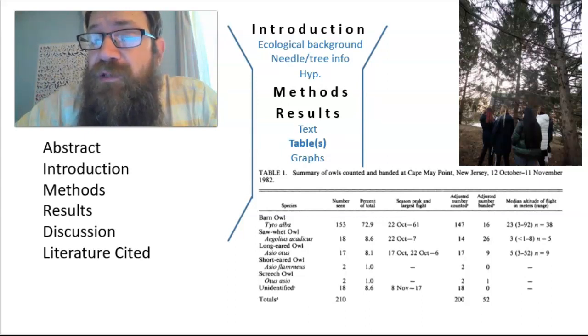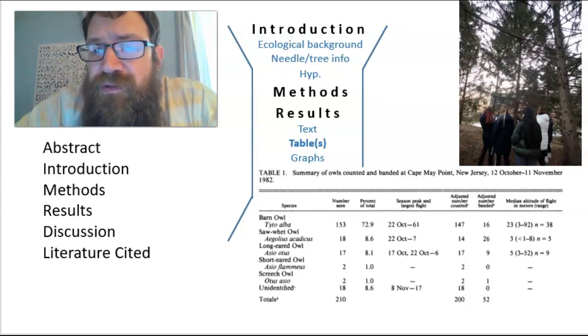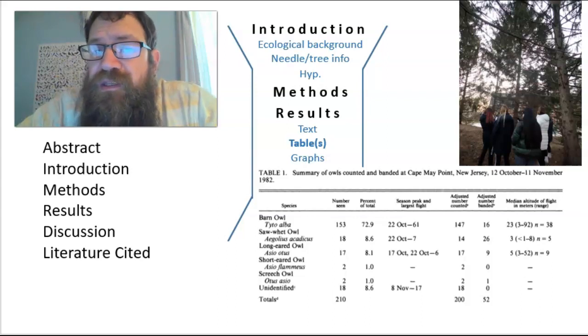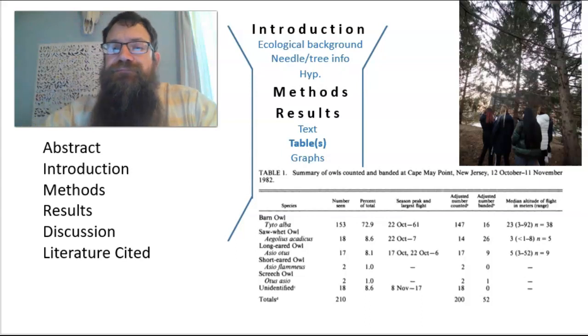You need to have at least one. You can have more than one, but you have to have at least one. Notice that there is a table label above the table, so Table 1, and then a description of what's in the table. So every table needs to be labeled like this so that you can then refer to it in the text and say things like, see Table 1.